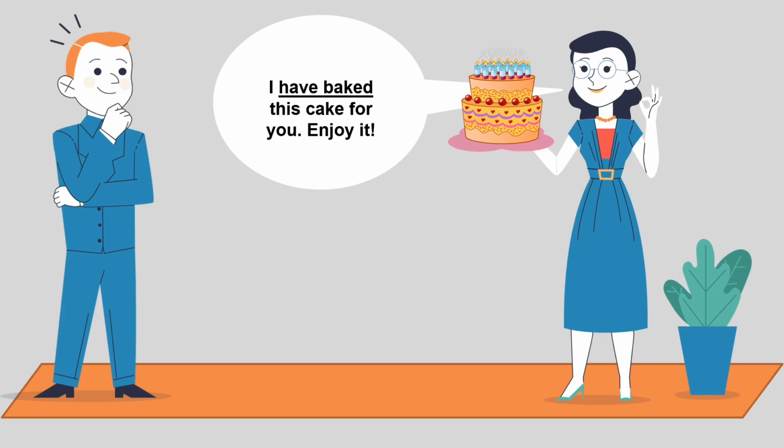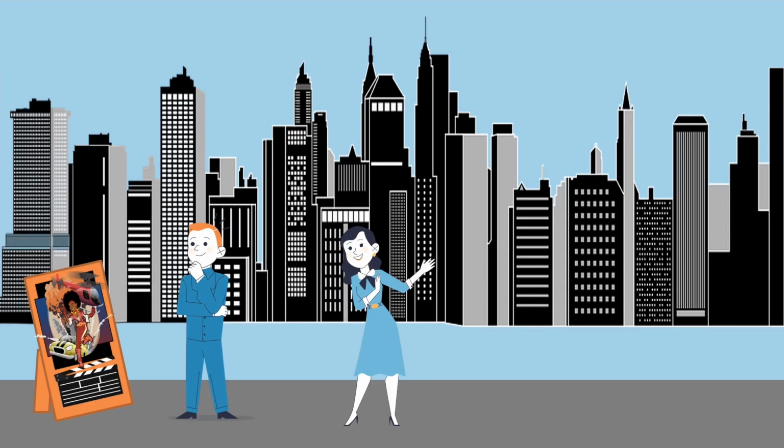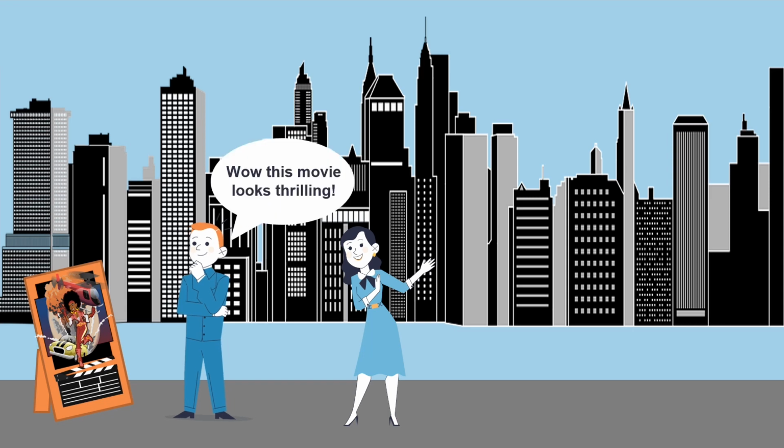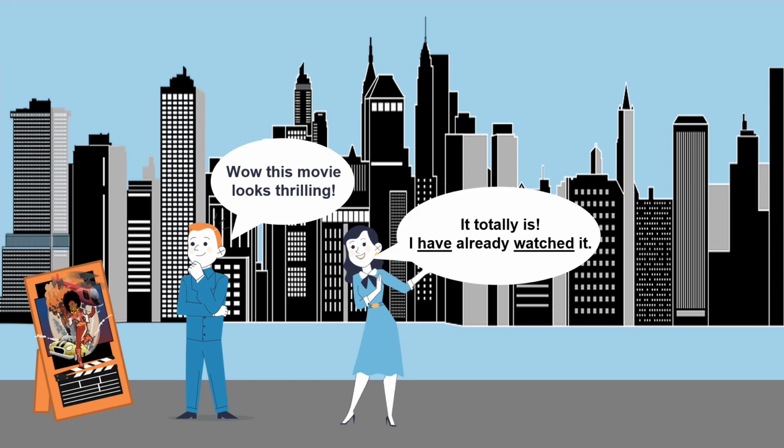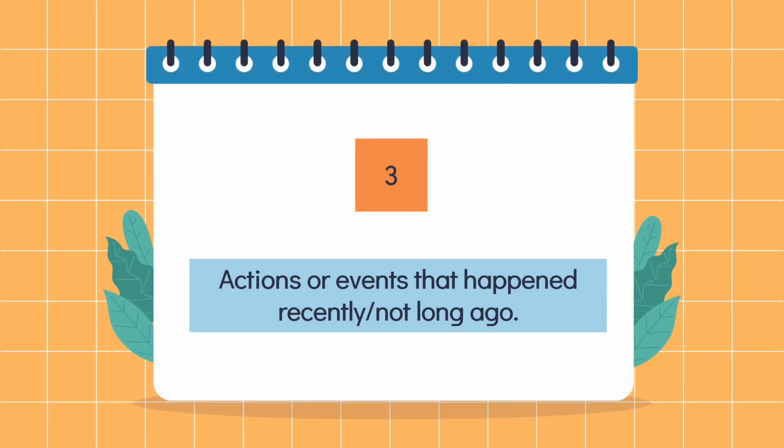In this case, you're walking around town and your friend sees this movie advertisement and says, "Wow, this movie looks thrilling." And now your answer will be based on your experience with that film. So you can either say, "It totally is, I've already watched it," or "I can't tell, I have never watched it." Thirdly, the present perfect simple is used for any actions or events that happened recently, so not long ago.